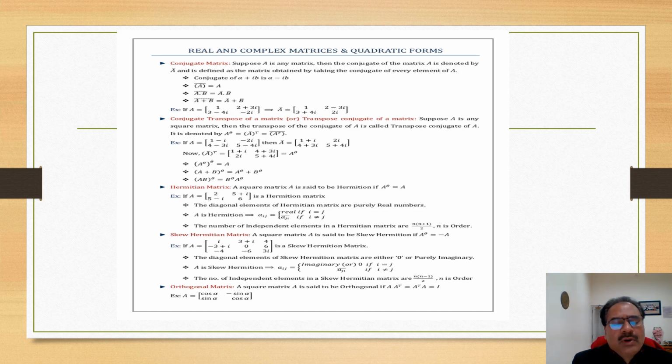Again here are some properties and some practice problems. A conjugate matrix, what is the conjugate? Suppose A is any matrix, then the conjugate of matrix A is denoted by A bar as I discussed, and these are the properties: A bar whole bar is equal to A, A dot B whole bar is equal to A bar dot B bar, and A plus B whole bar is equal to A bar plus B bar. And this is the example of a complex conjugate. The conjugate transpose of a matrix, or transpose conjugate of a matrix, how to write? It is written here. And these are the important properties you can note from any book or from any place.